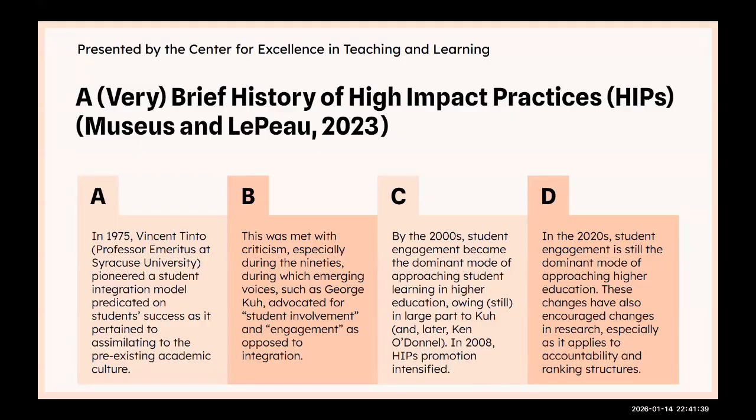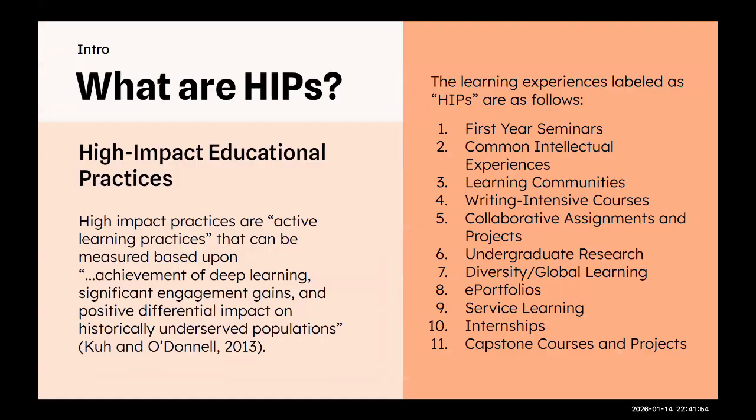And then in the 2020s, the prevailing, dominant thought for education is that we need to be holistic. We need to be looking at the different ways in which students are coming to us. And high impact practices in particular, if we're looking at their core definition, which is as follows: High impact practices are active learning practices that can be measured based upon, quote, achievement of deep learning, significant engagement gains, and positive differential impact on historically underserved populations.